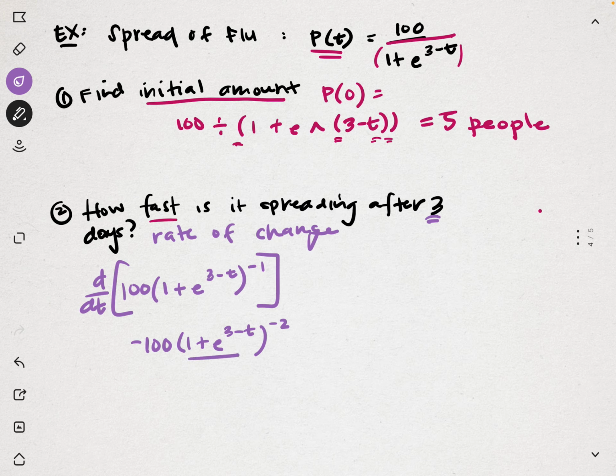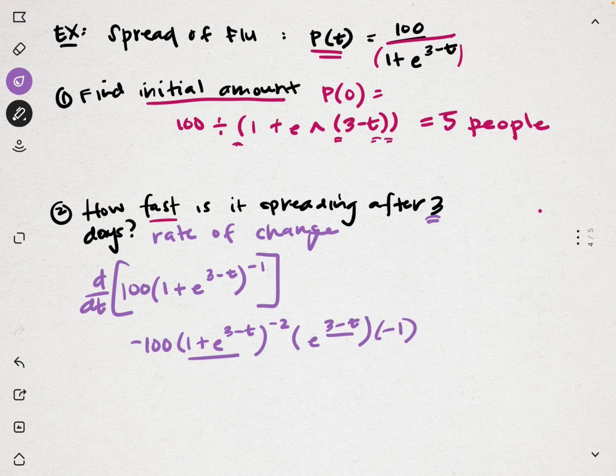So the 1 derives out, which is nice. e to the any power is going to derive to be itself. But then now we have this chain to deal with. So the 3 minus t, the 3 is going to derive out, and then the negative t derives to -1. Okay, so we got all our chains here.